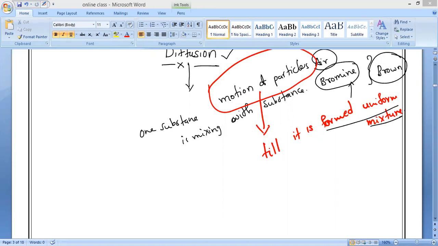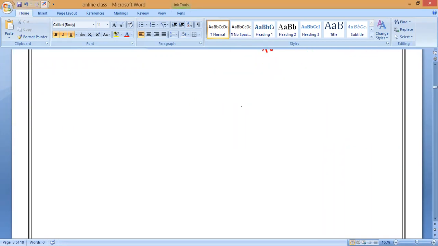As we know, we have 3 states of matter. So, what are the 3 states of matter? Solid, liquid and gas. So now as we know, where is the diffusion maximum? Gas. And minimum in where? Solids. So that is what, let us discuss from maximum to minimum.